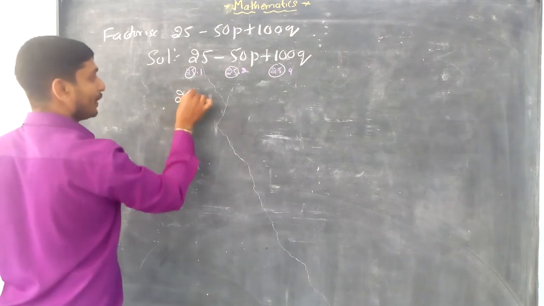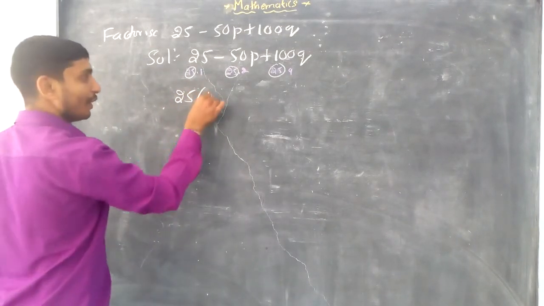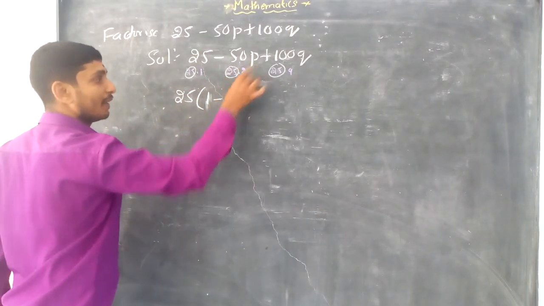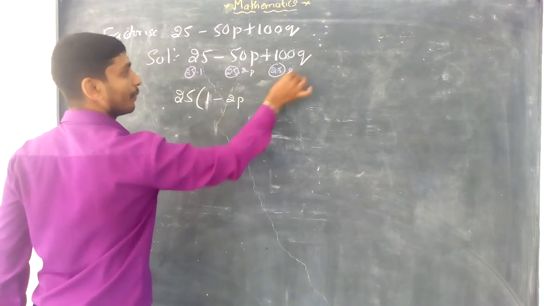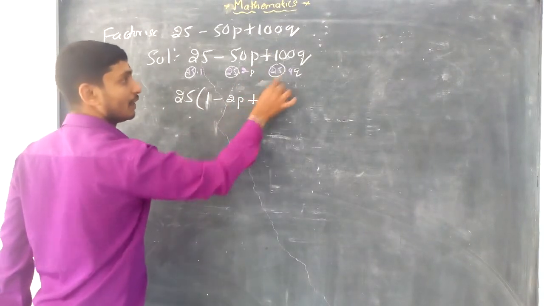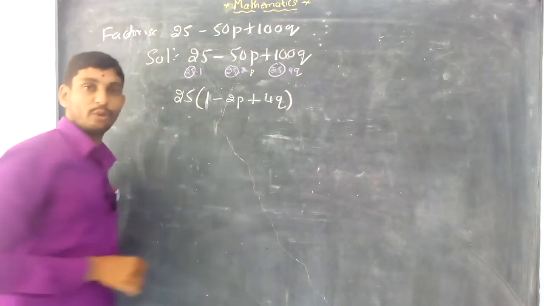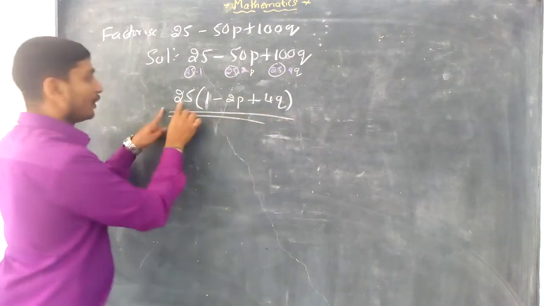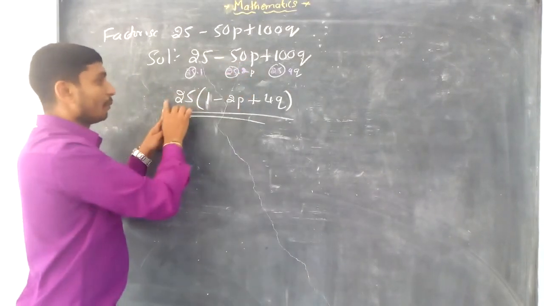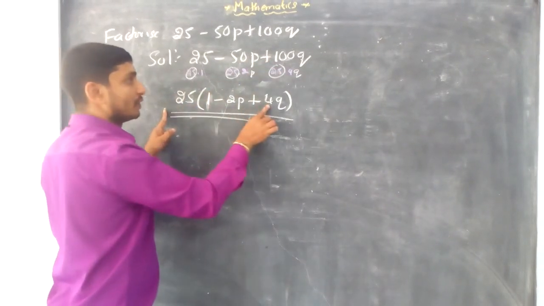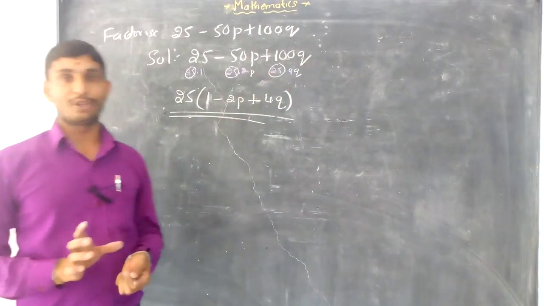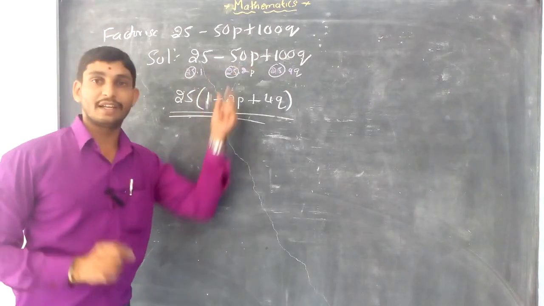Yes, take 25 common. That time what remains here? 1 remains. Minus is right, minus 25 you have taken outside. 2 and p remains, yes, 2p remains. If you want, it can come as 2 into p, 4 into q. Yes, 25 you have taken outside. Plus is the right plus. 4q remains. That's what I write here: 4q. Yes, let us verify. 25 ones are 25. Plus into minus is minus. 25 twos are 50p. Plus into plus is plus. 25 fours are 100q. That's why 25 into 4q means how much? 100q. So adding these, this comes, and your answer is correct.